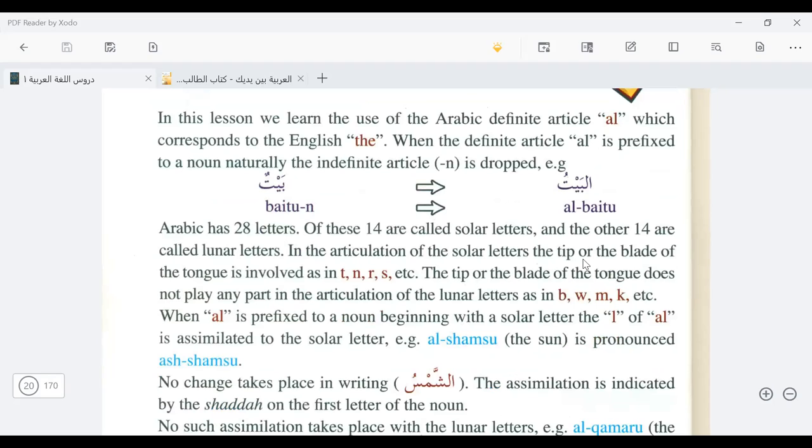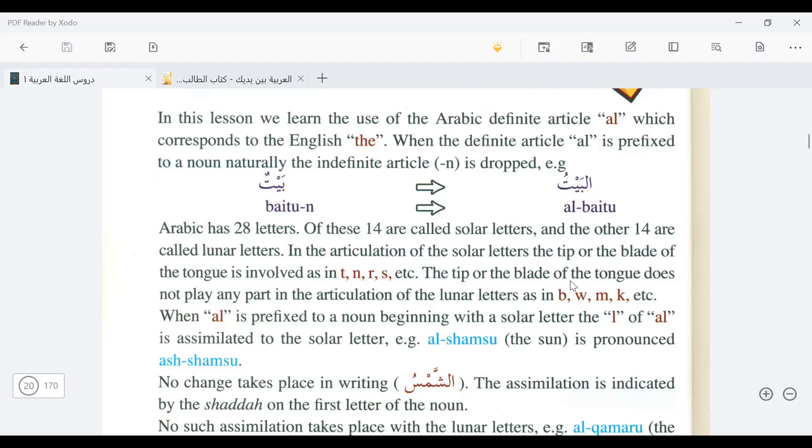Continue. Okay, teacher. Bismillah. Arabic has 28 letters. Of these, 14 are called solar letters, and the other 14 are called lunar letters. In the articulation of the solar letters, the tip or the blade of the tongue is involved, as in ta, na, ra, sa. Like we read in Arabic, ta, noon, ra, sa. Okay, continue.